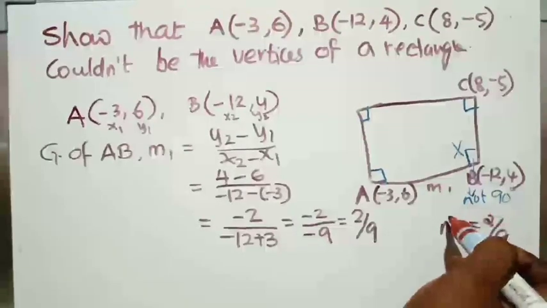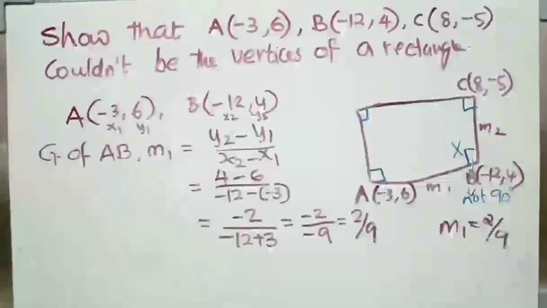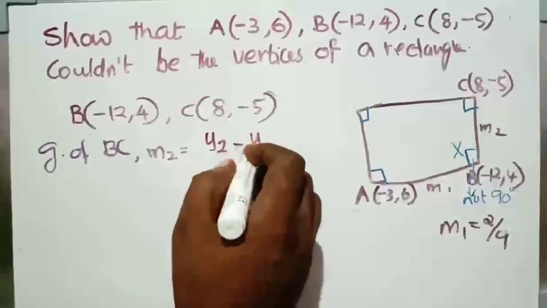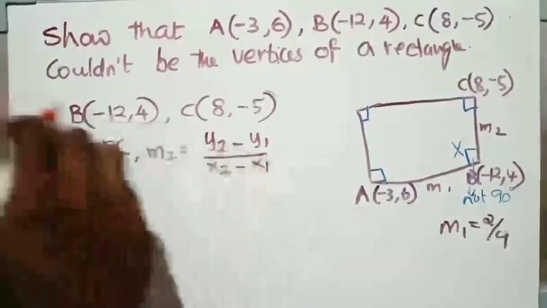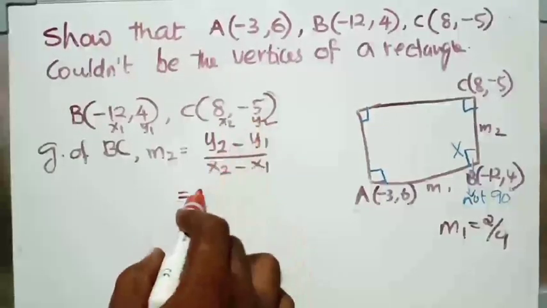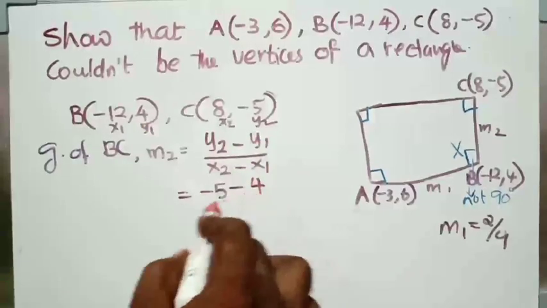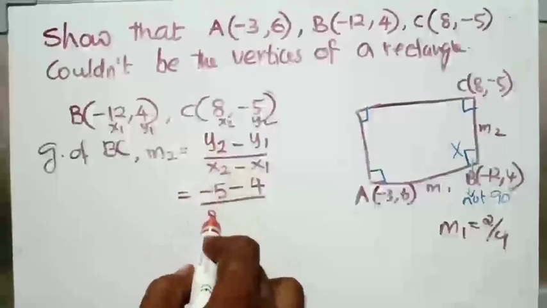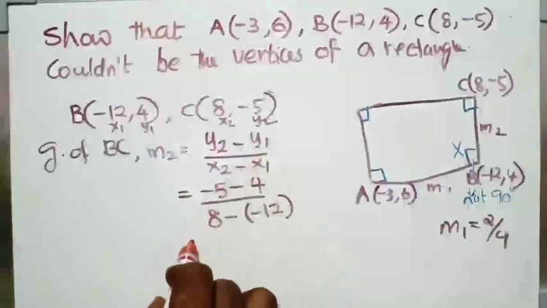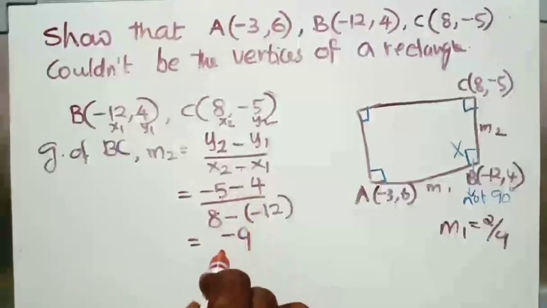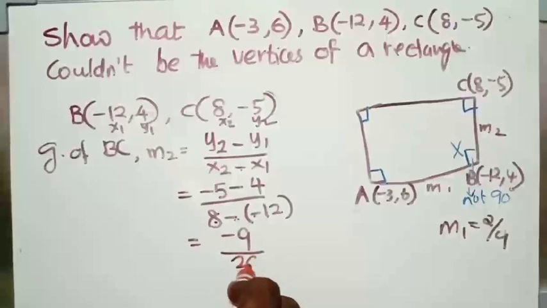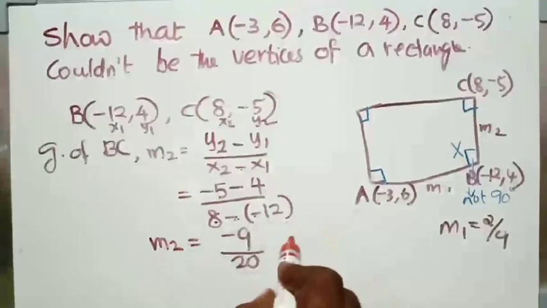Now let's find M2, which is the gradient of BC. So the gradient of BC, which is M2, is y2 minus y1 by x2 minus x1. So this is x1, y1, x2, y2. So we get minus 5 minus 4 by x2 minus x1, it is 8 minus, x1 is minus 12. So minus 5 minus 4 is minus 9 divided by 8, minus into minus is plus, that is 8 plus 12, which is 20. This is M2, and we got M1 as 2 by 9.